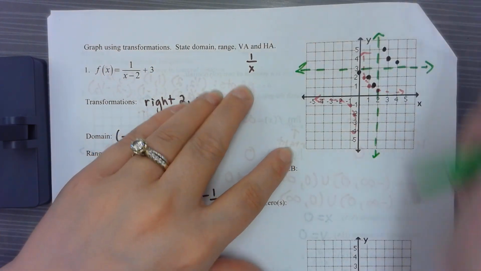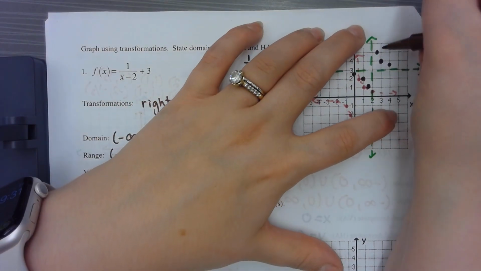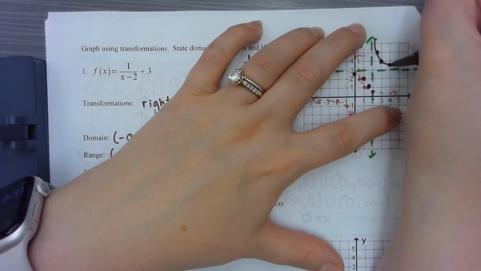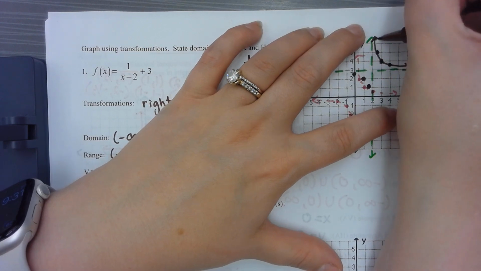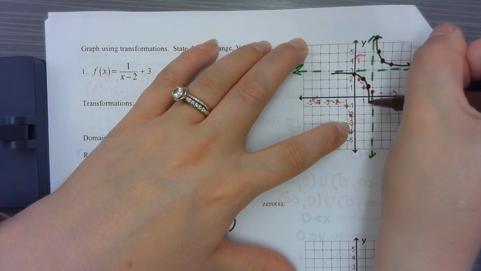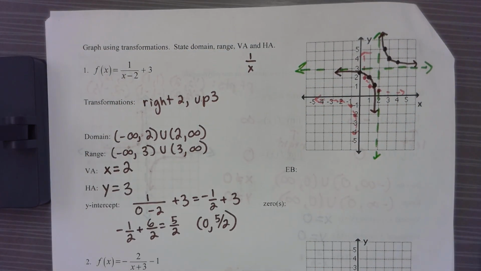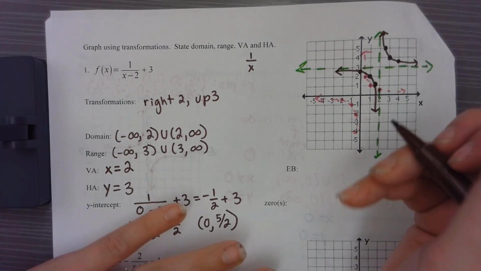And so those asymptotes give us restrictions on where we can draw. What we want to do is get close to them, but we don't want to cross them as we connect those points. So this is what our graph should look like. Okay? And then it does ask us to state the end behavior.